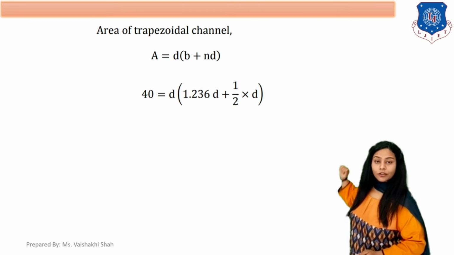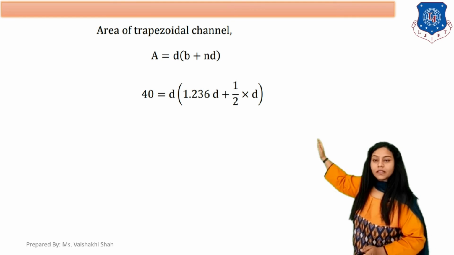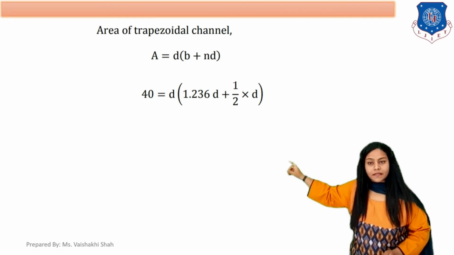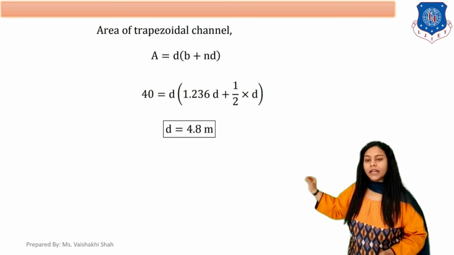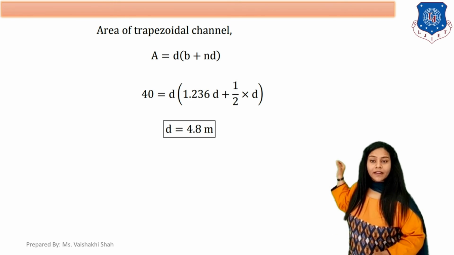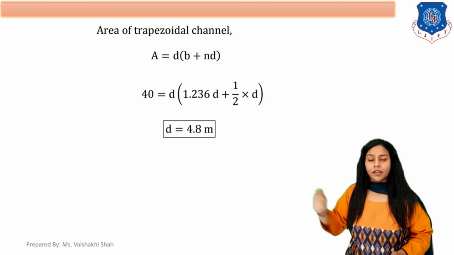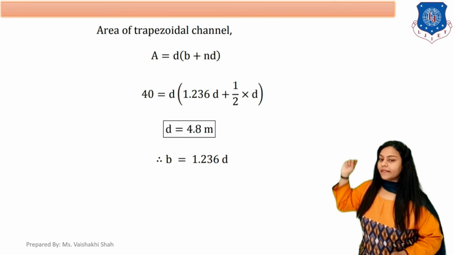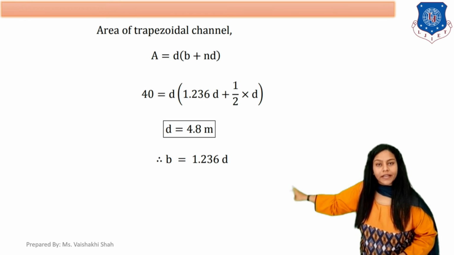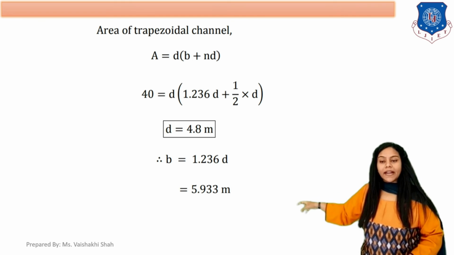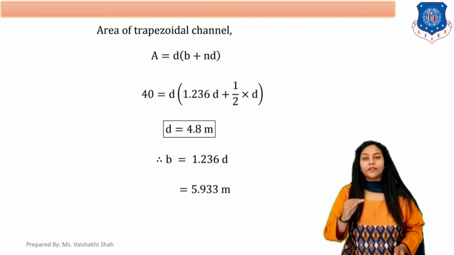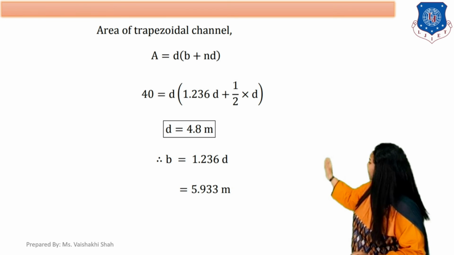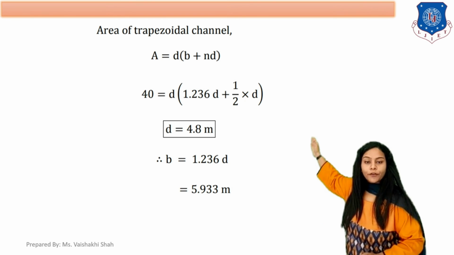So now we know the value of area here, which is 40. Now D, that is your unknown. We found B, that is 1.236 into D, plus again n, that is half, into D. So by resolving these values you get D equals 4.8 meter. Okay. Now what is the equation for B? B is 1.236 into D. So by placing the value of D you get B equals 5.933 meter. So we have the dimensions B and D here: B is 5.93 meter and D is 4.8 meter.